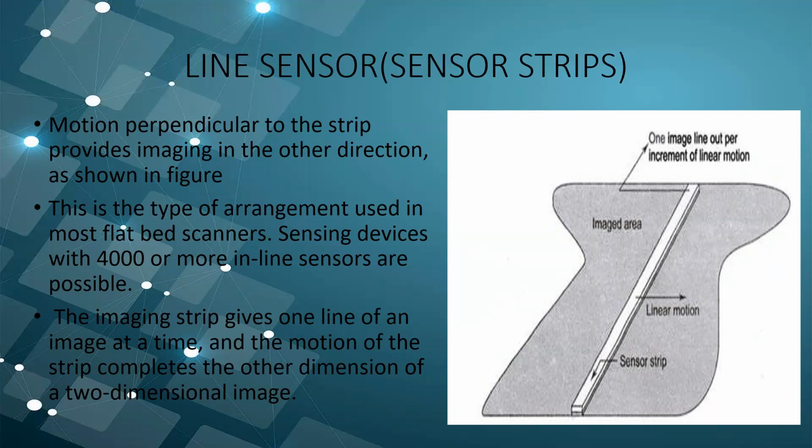In flat bed scanners, the image is taken in one dimension, where only one part of the motion is captured. Sensing devices with 400 or more in-line sensors are possible. The imaging strip gives one line of an image at a time, and the motion of the strip completes the other dimension of a two-dimensional image. One image line per increment of linear motion. Imaged area, the linear motion, and a sensor strip.